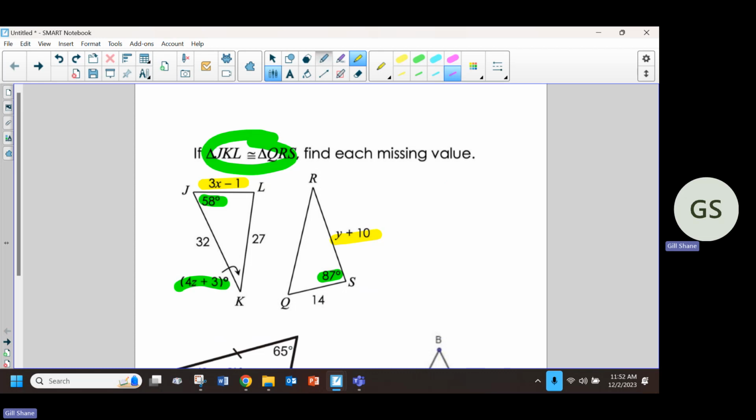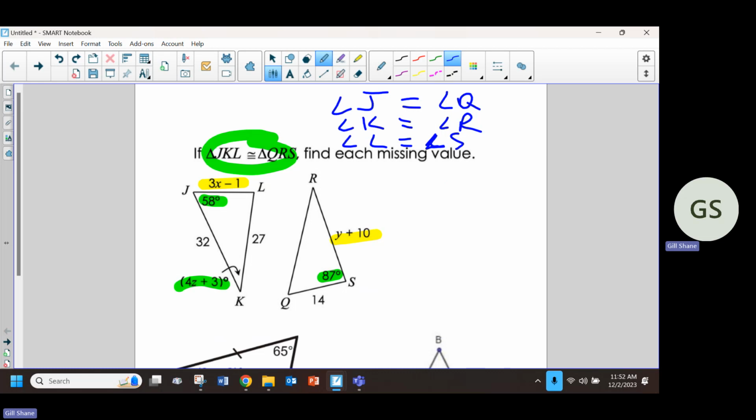So with that in mind, I can say, okay, well, what's the name? So angle J, if you need to write all this out before you start, do it. Angle J equals angle Q. So I could set those equal. Whatever's in those angles has to equal each other. Angle K equals angle R. I'm doing this just because J and Q are the first letter, K and R are the second letter. And then lastly, angle L equals angle S. If they are the third letter, then they are equal. They have the same measure because these are congruent triangles. That's what I circled in green up there.